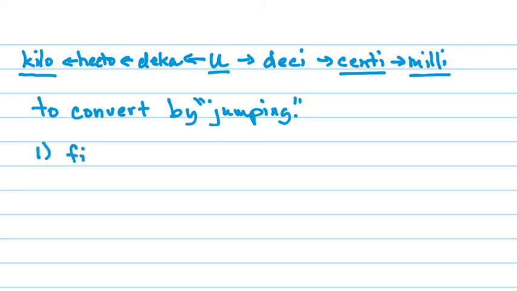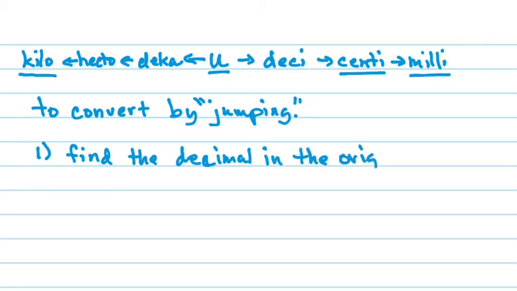First, find the decimal in the original number. Now, there's always a decimal in every number. If there is no decimal, that means it's at the end. All right? And that decimal is the thing that's going to be moving, which is going to make your number bigger or smaller depending on your conversion.